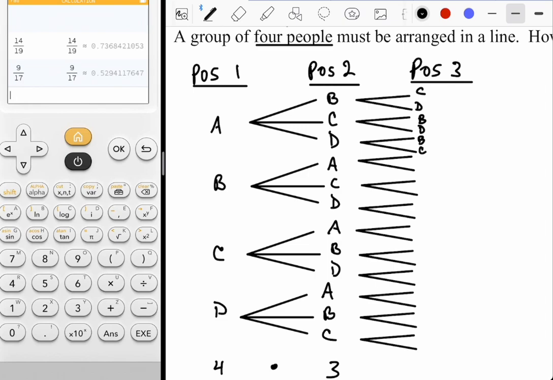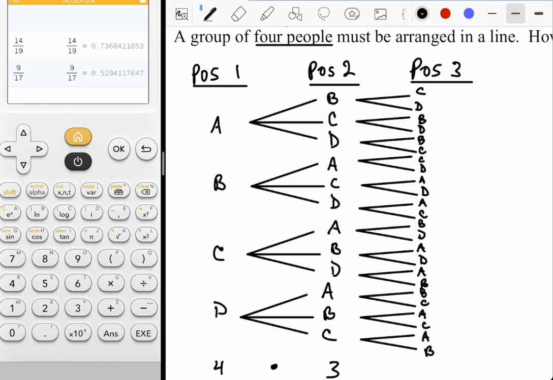So BA, well, it could be C or D. BC, it could be A or D. BD, it could be A or C. CA, it could be B or D. If it's CB, so we're up to this one, it could be A or D. CD, it could be A or B. DA, it could be B or C. DB, it could be A or C, and DC, it could be A or B.